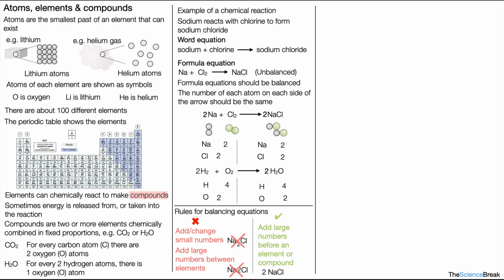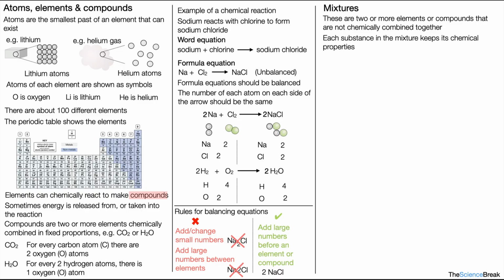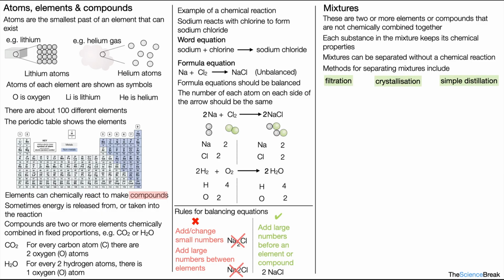The next part of this video, we are looking at mixtures. These are two or more elements or compounds that are not chemically combined together. Each substance in the mixture keeps its chemical properties, and mixtures can be separated without a chemical reaction. Methods for separating mixtures out include filtration, crystallization, simple distillation, fractional distillation, and chromatography. These are the methods that we need to learn about.